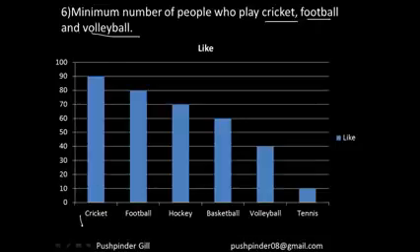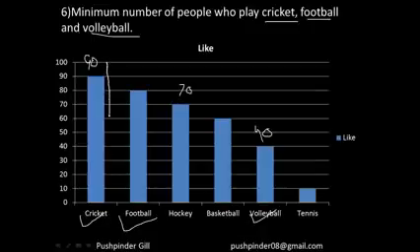Now you have to find the minimum number of people who play cricket, football and volleyball. Now this is cricket here, this is football here and this is volleyball here. So there are 40 people here, there are 70 people here and there are 90 people here. Now try to do one thing, try to club 90 and 70 in such a way so that the intersection is minimum. So how would you do that? You will say, okay, let me do one thing. Let me say these are those 70 people. It clubs like that.